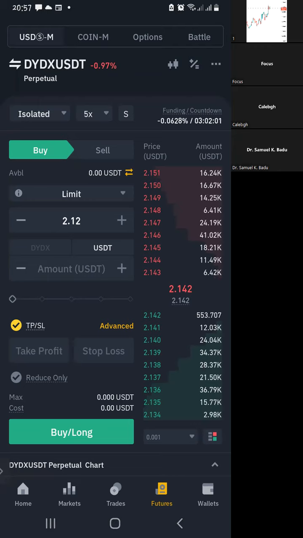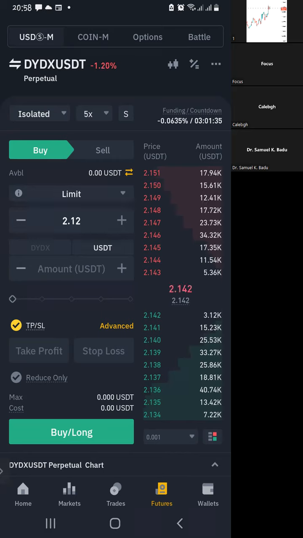How much? From my experience, even with $1 in your features trading account, you can trade features. But to be safe, you should have at least $5 there. Then you can trade, because the leverage allows you to trade with more. And we'll explain the leverage very soon. Okay.